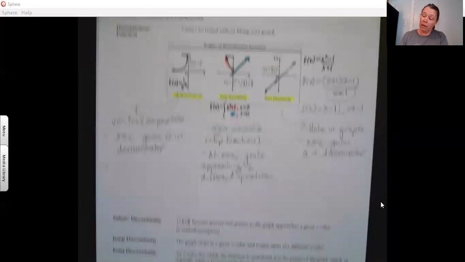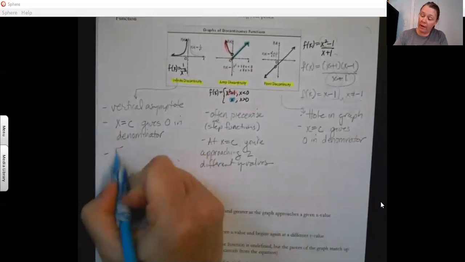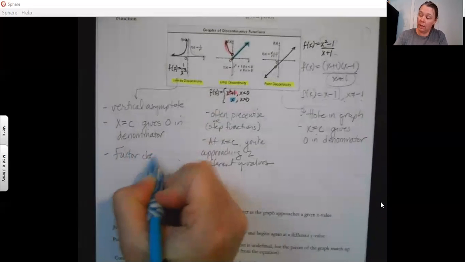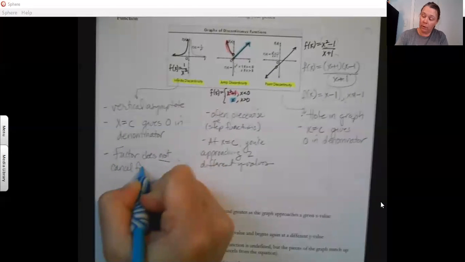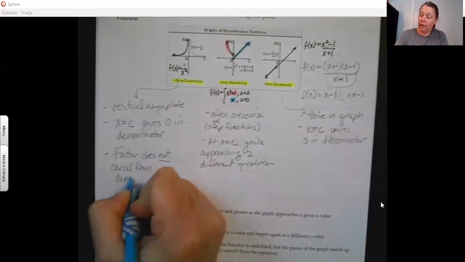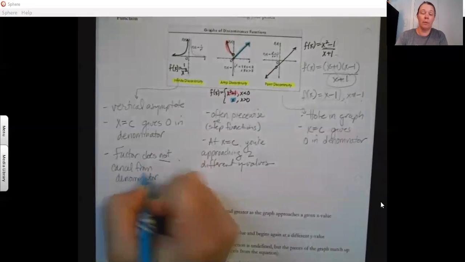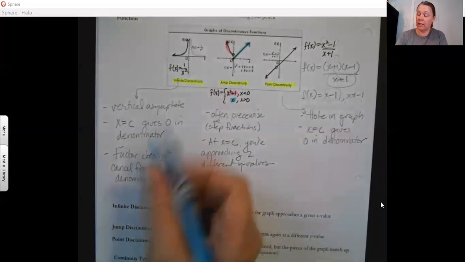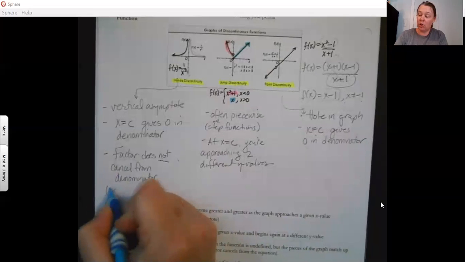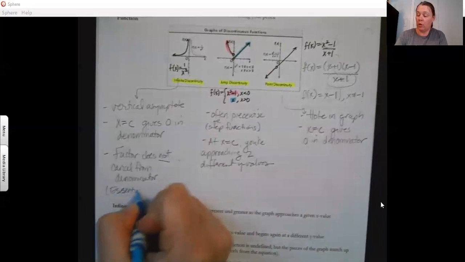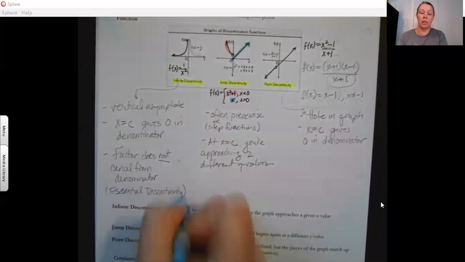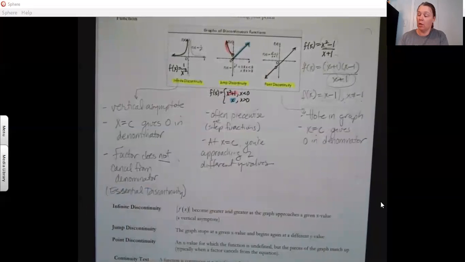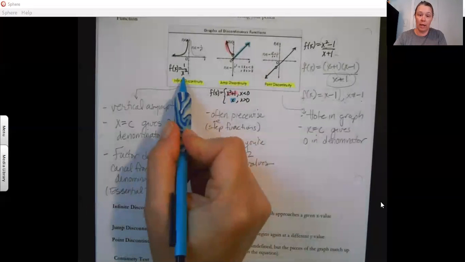So in an infinite discontinuity, it's that the factor does not cancel from the denominator. And later on in the chapter, we're going to refer to infinite discontinuities also as essential discontinuities. And I'm going to just mention that now, because when you think about that word essential, it's like it's necessary. You have to keep it, right? So here, that x squared, it's essential. I can't get rid of it. It doesn't cancel with anything.